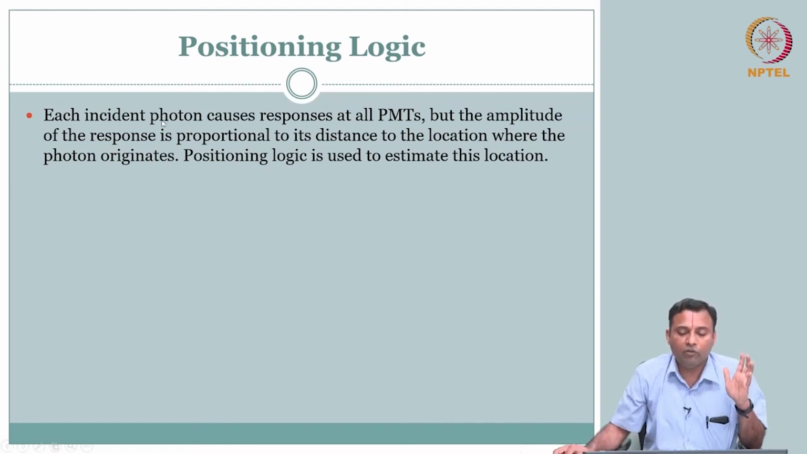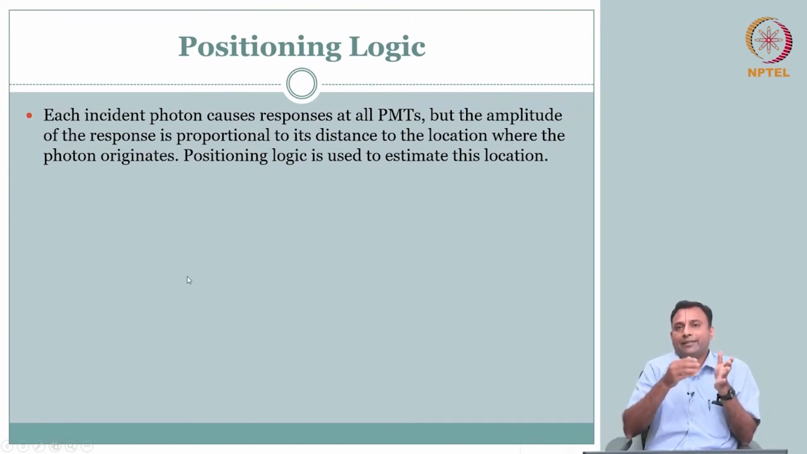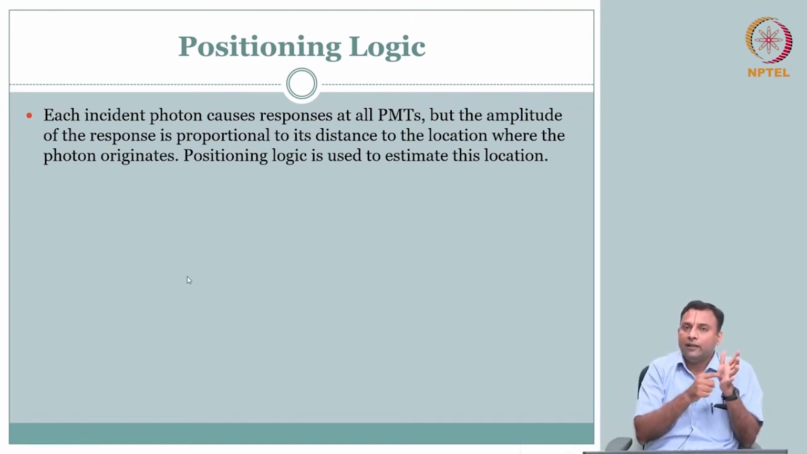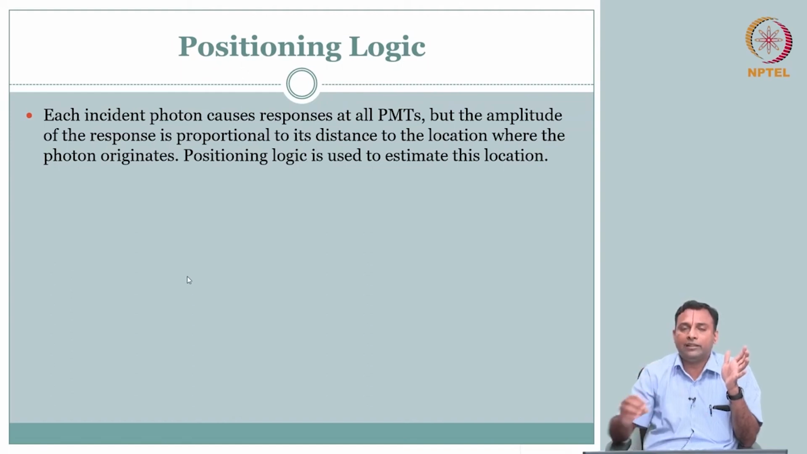So we have what is called positioning logic. Like I said, the easiest position is the photomultiplier tube that contributed the most, right? That could be the easiest guess. That is probably the closest one to where the gamma ray came in and the scintillation happened. It is right, but that only gives you a resolution on the order of your photomultiplier tube dimension.